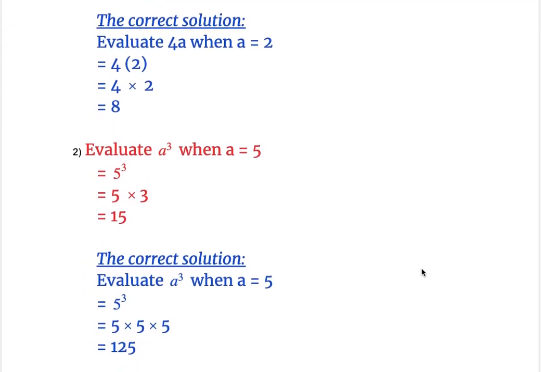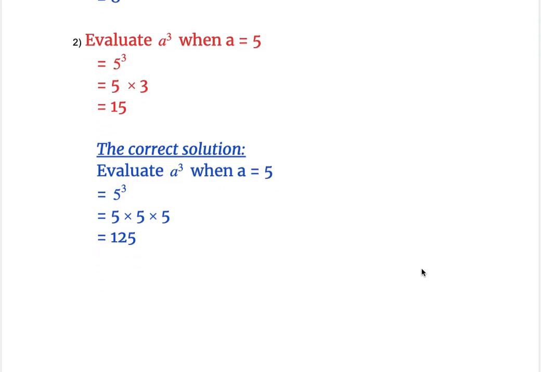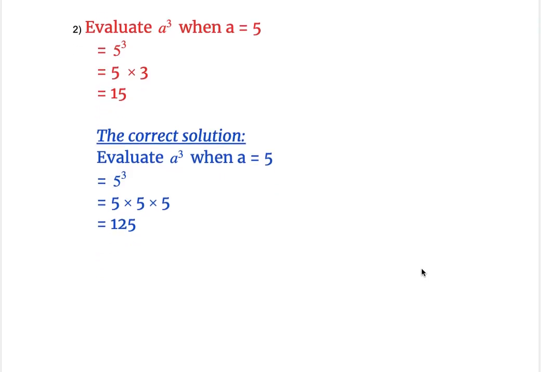The second common mistake that people make is, again, with exponents, forgetting that exponents represent repeated multiplication. So in a problem where it says evaluate a cubed, where a equals 5, people will replace 5 instead of a, so they get 5 to the third power, but then they forget that 5 to the third power isn't just 5 times 3, which is 15. It's 5 multiplied by itself 3 times.